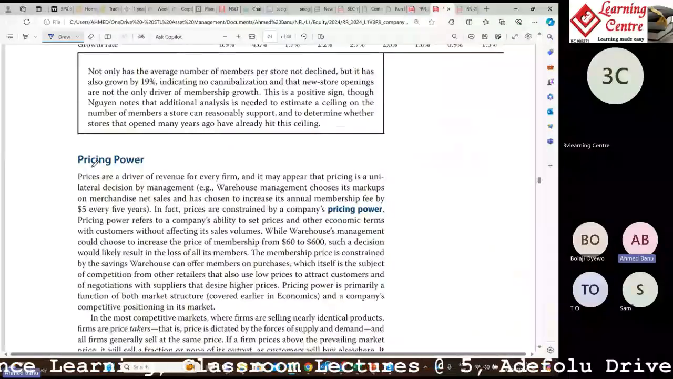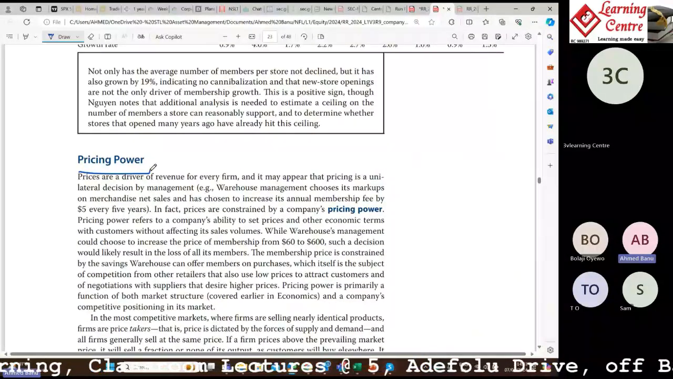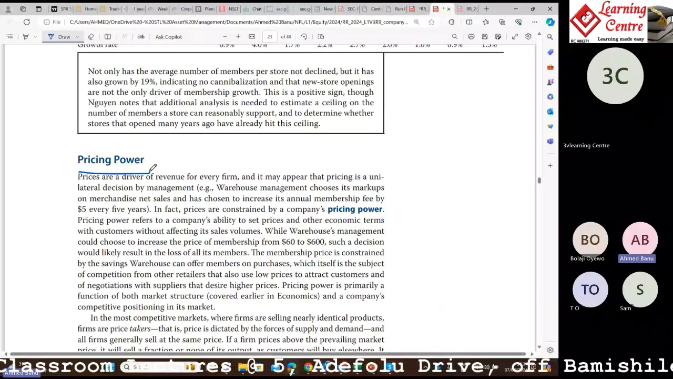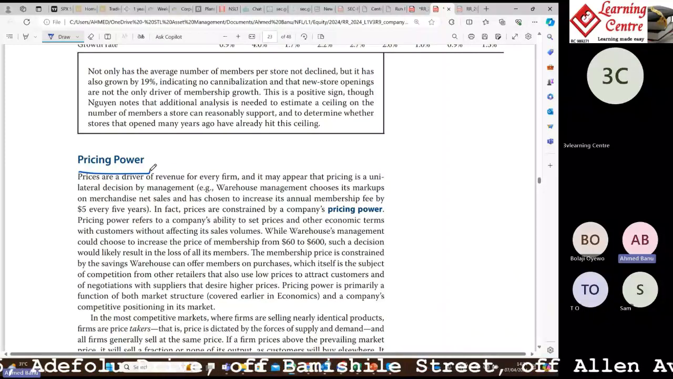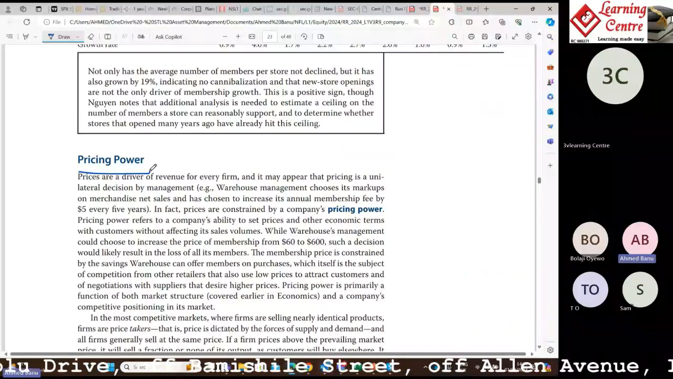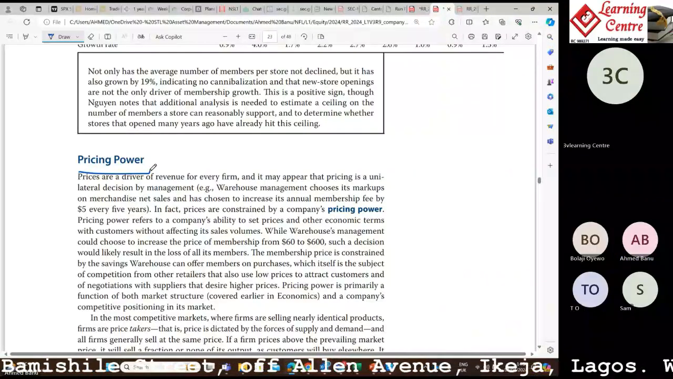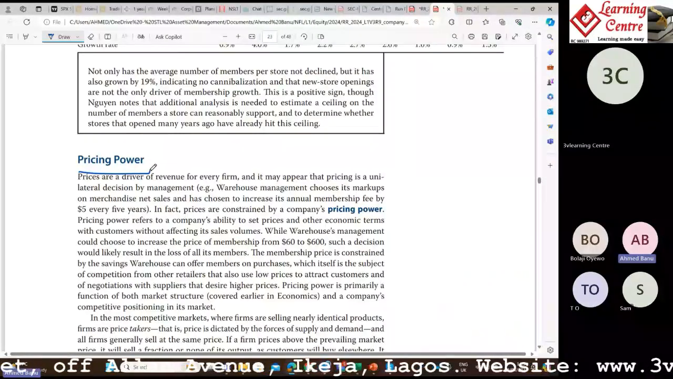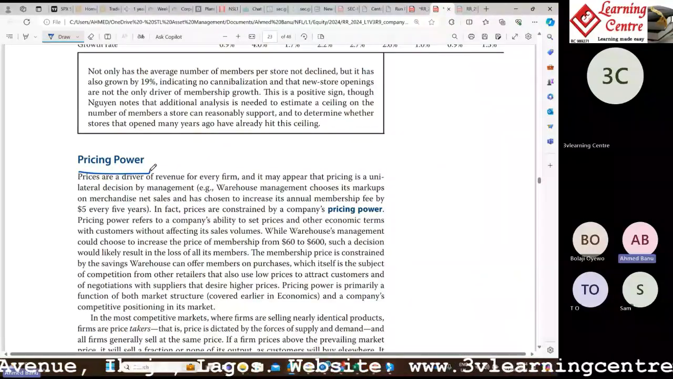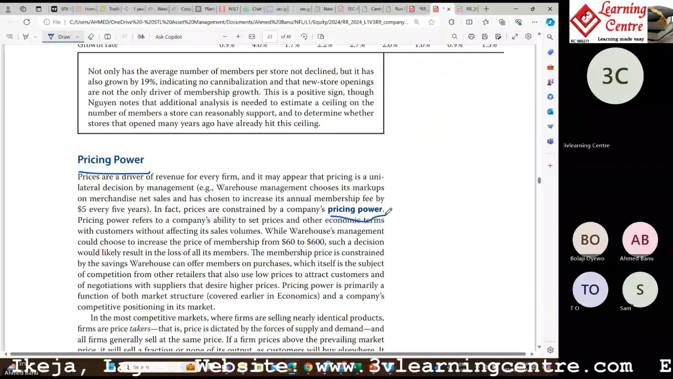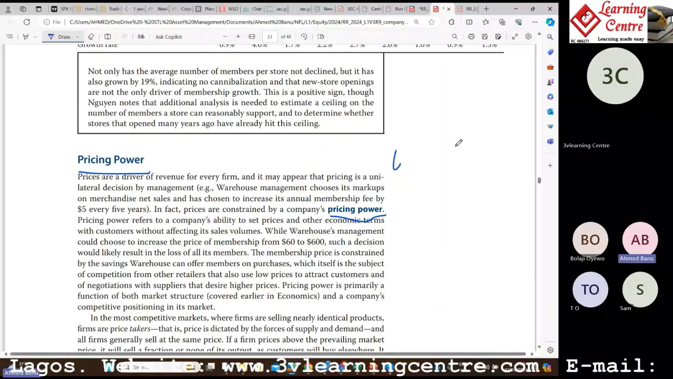Then we now come to price, which is where I talk about pricing. You also have to look at the variable of price, because price also leads to revenue. So prices are a driver of revenue for every firm. And it may appear that pricing is a unilateral decision by management. Not necessarily. In fact, prices are constrained by the company's pricing power. So I'll explain what I mean by pricing power. It's a battle between the company and its customers.